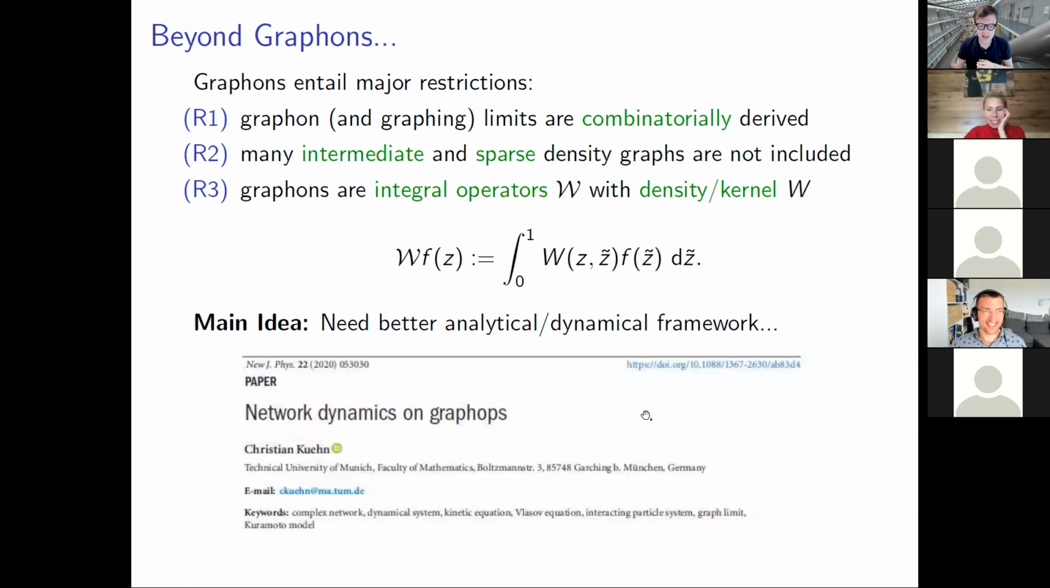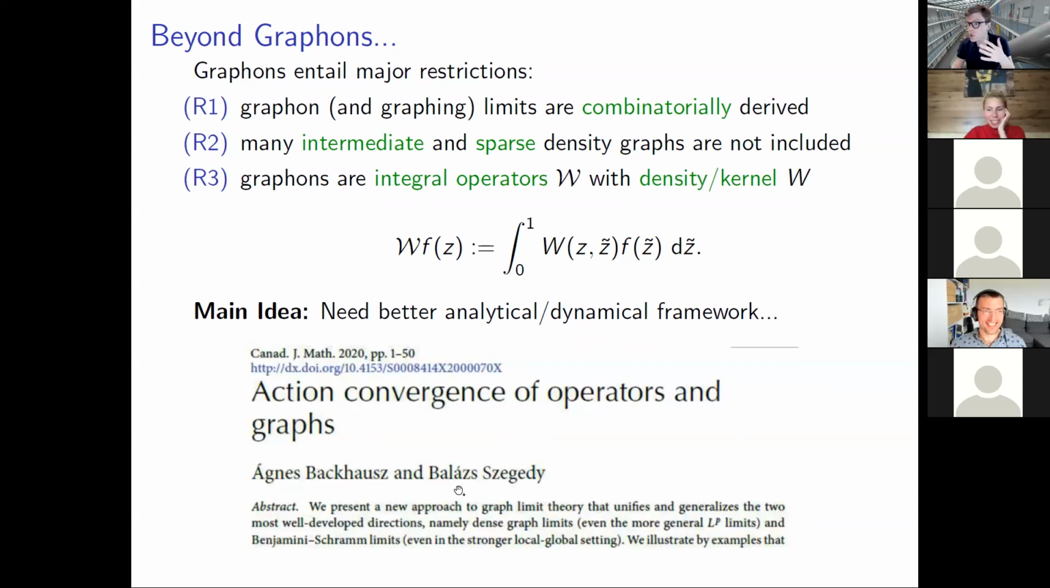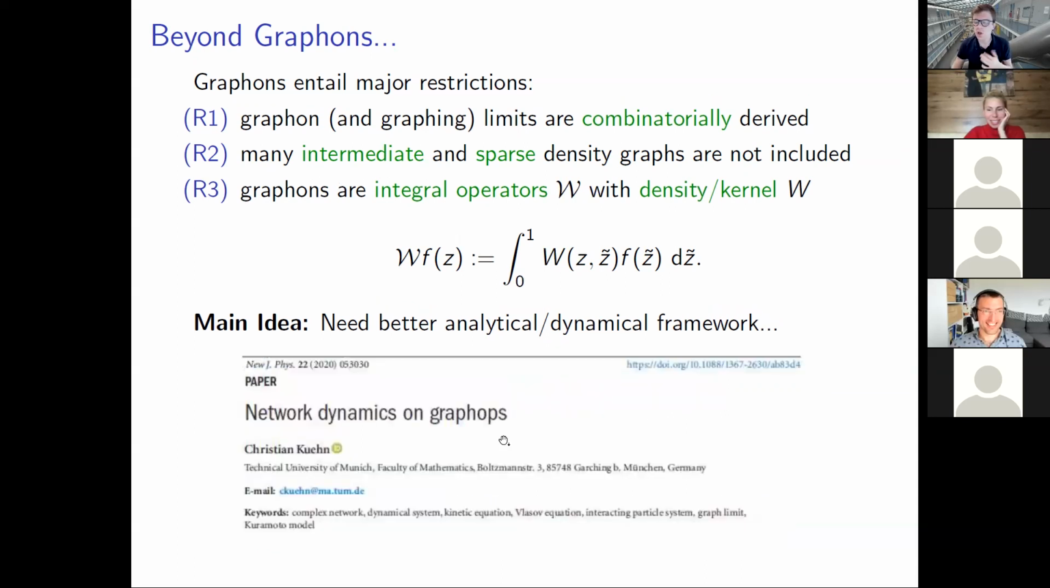So they call their new sort of notion that I will present on the next few slides, they call it a graph op, so a graph operator. And indeed, you can show that you can do network dynamics using Graphops, so you can put the operator into the mean field dynamics. So this is very nice. I've written that out, and this is in this paper from a couple of years ago.